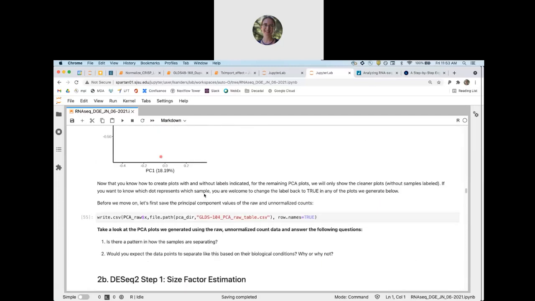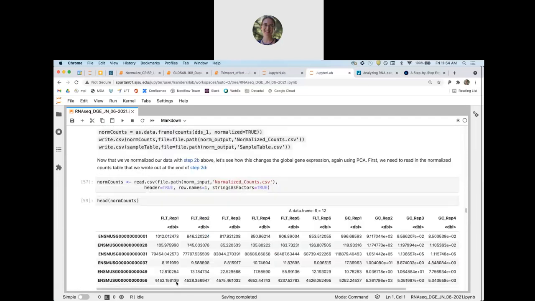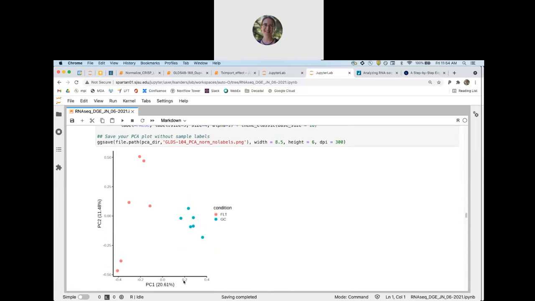So before normalization, PC1 was 18%. Now it's about 20%. So this is what I think of as a kind of a nice side effect of normalization, where when we normalize, we're trying to get rid of technical variation. Well, the variation in the data set also includes real biological variation that we want to be amplifying and pulling out and separating from the technical variation.